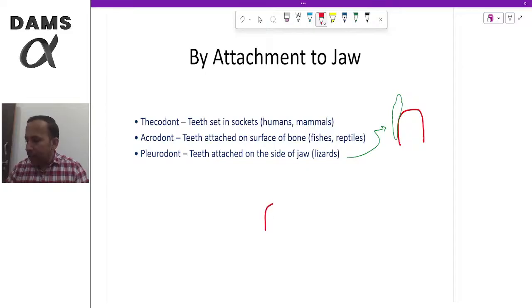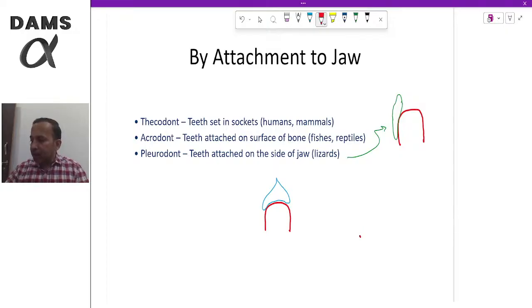In case of acrodont, let's say again, this is the alveolar bone, and in acrodont there is no root and the crown is attached directly over the alveolar bone.